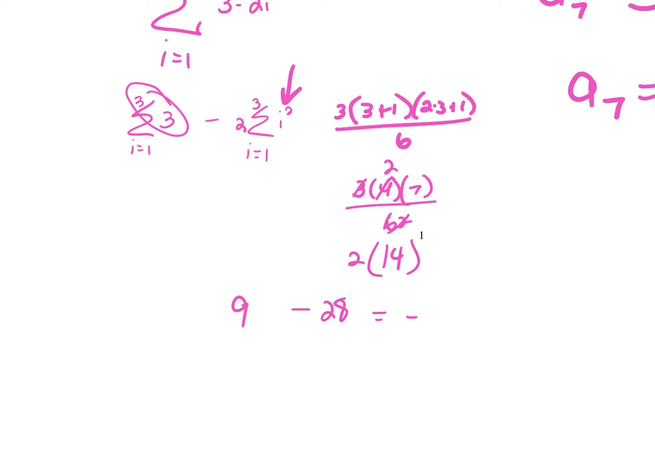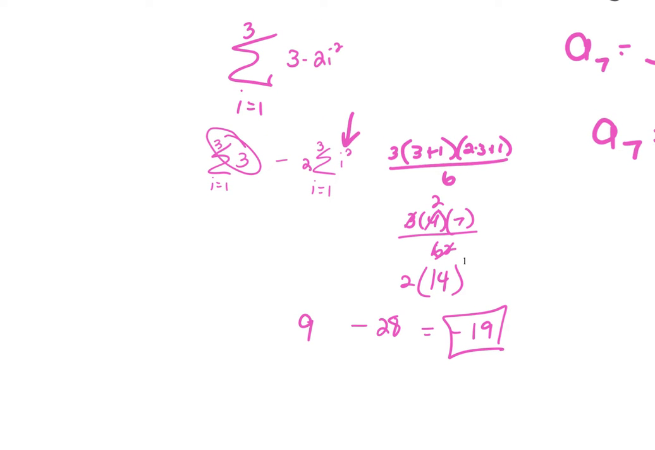And that would be negative 19. Honestly, if it's 3 terms, I'd just plug it in. I'd plug in 1, then plug in 2, then plug in 3, and add them together at the end. Yeah, I wouldn't overcomplicate it if you can avoid it.